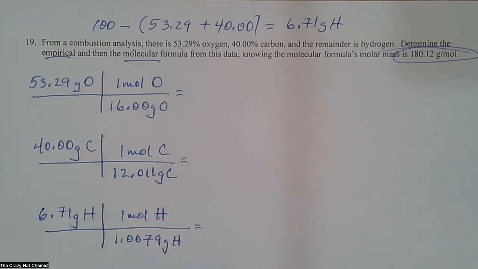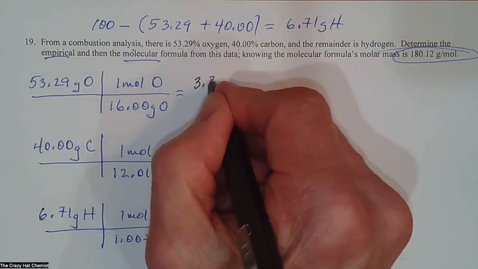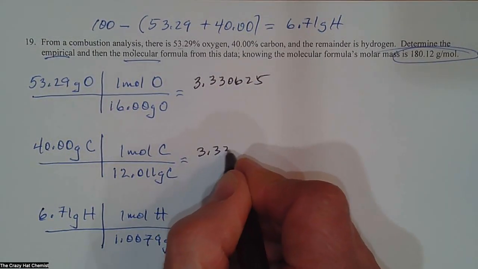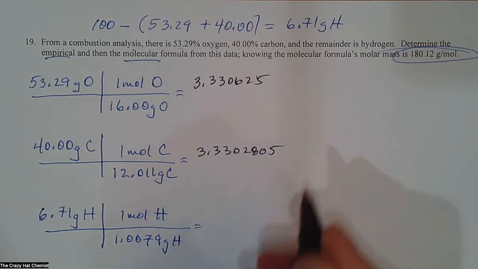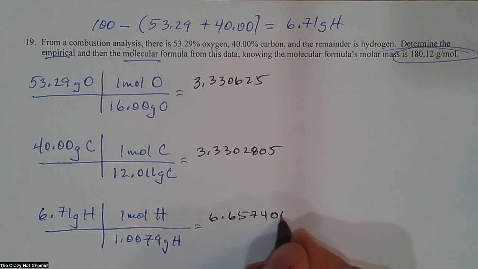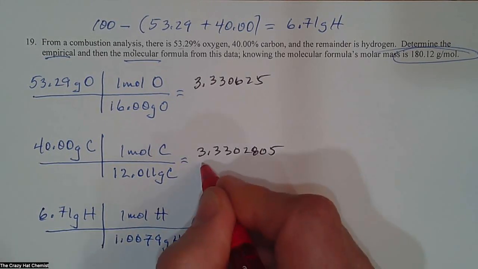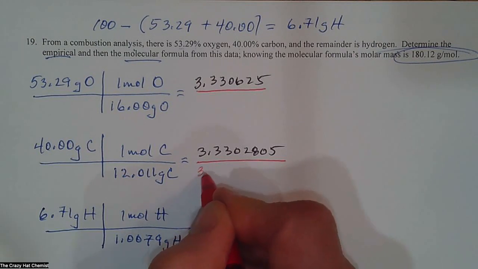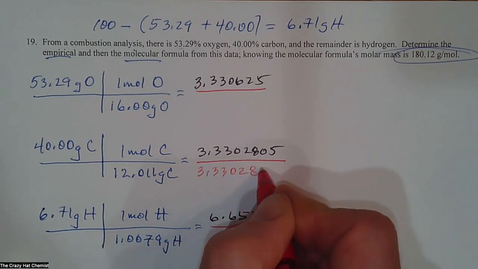Okay, and so the numeric values that come of this are 3.330625 and 3.330280 and 6.657406. Okay. We need to divide all of these. So we have moles, and then we need to get mole ratio. So we're going to divide all of them by the smallest mole value, which happens to be this one right here, 3.330280.